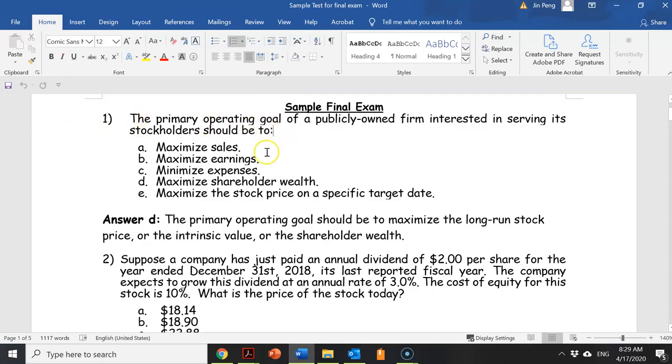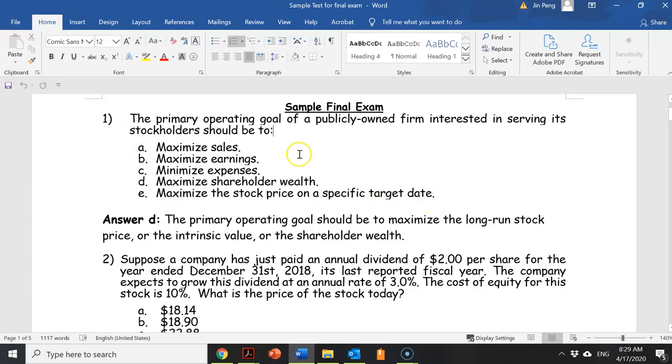The primary operating goal of a publicly owned firm interested in serving its stockholders should be A. Maximize sales, B. Maximize earnings, C. Minimize expenses, D. Maximize shareholder wealth, E. Maximize the stock price on a specific target date.